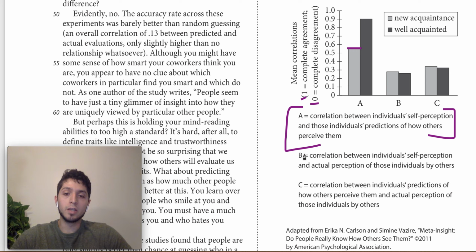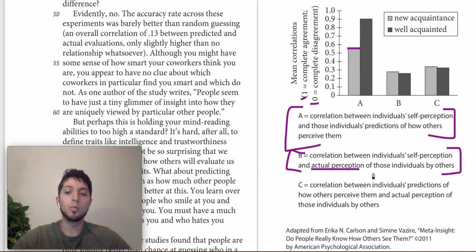B is the correlation between individual self-perception and actual perception of those individuals by themselves. So this is not comparing my own perception with my own perception of how other people view me. This is comparing my own perception of myself versus how those other people actually view me, based on their own reporting. So this is me saying, yeah, I think I'm pretty smart, pretty intelligent, and then somebody else being like, nah, dude, that guy's not smart. So that would be B.